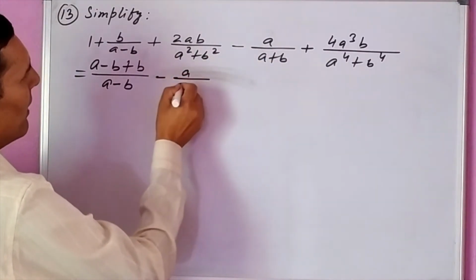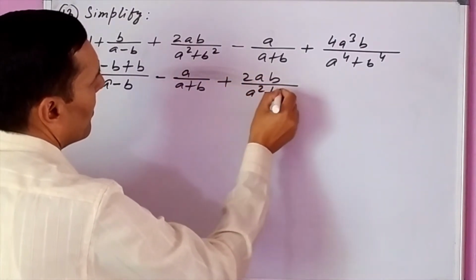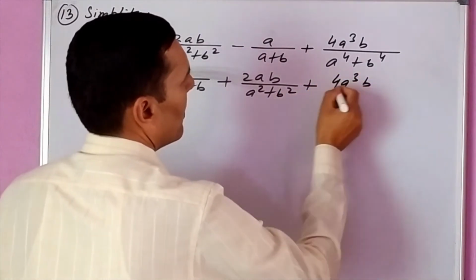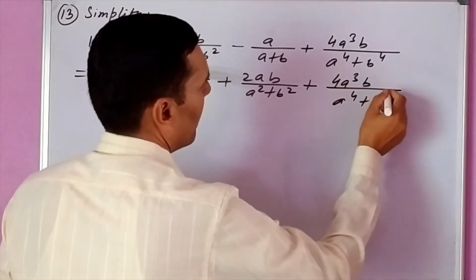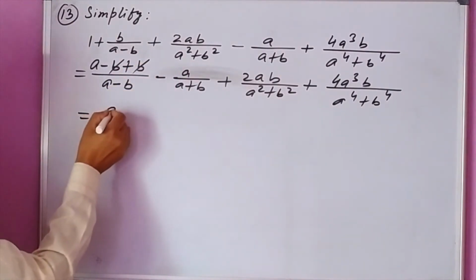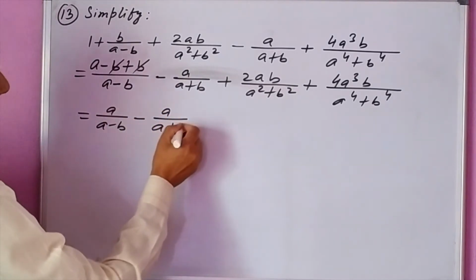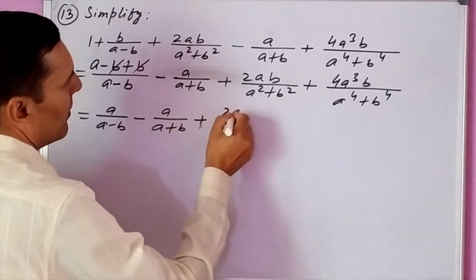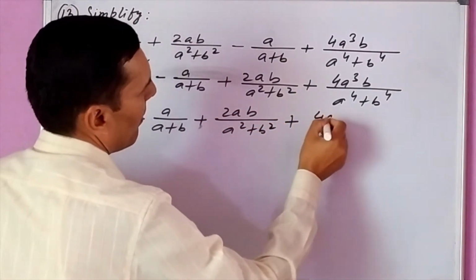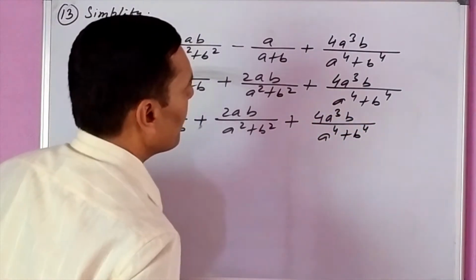minus a upon a plus b and plus 2ab upon a square plus b square plus 4a cube b upon a power 4 plus b power 4 as it is. Now this minus b plus b cancel. So it is a upon a minus b minus a upon a plus b, second term. Third term 2ab upon a square plus b square. Next term 4a cube b upon a power 4 plus b power 4.